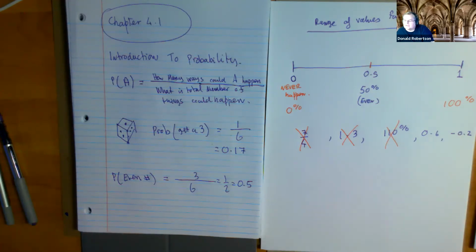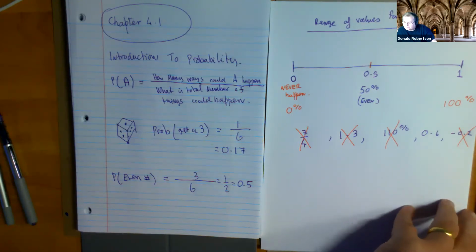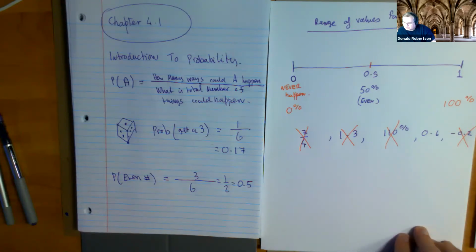What about negative 0.2? Right. So out of that entire list, only one of them was actually a valid probability, a number you could get out of a probability. Are we good? Any questions?